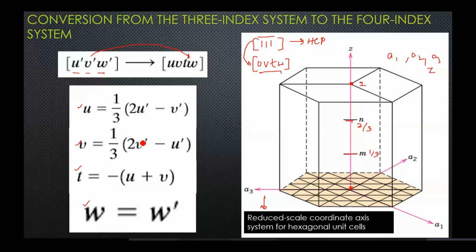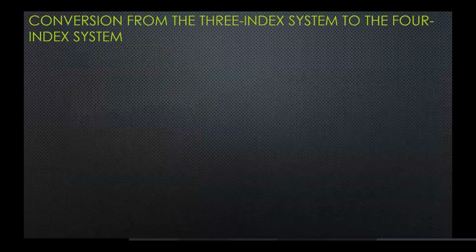UVTW indices. W, the movement along Z, would remain the same. It is essentially U, V, and T that are dependent upon U bar and V bar, the first 2 indices. Clear enough? Yes sir. All right. Let's have a look at an example.